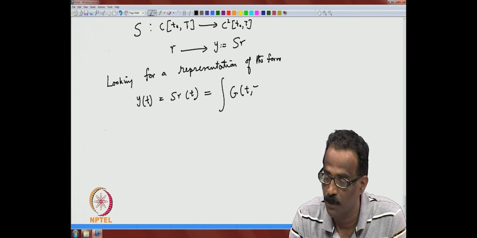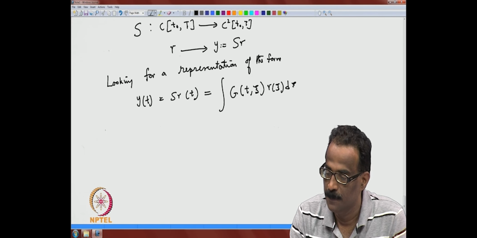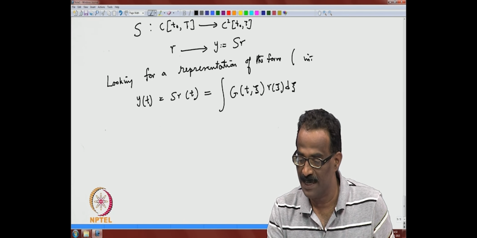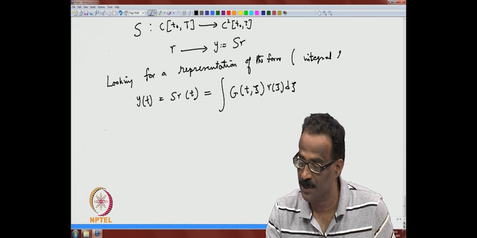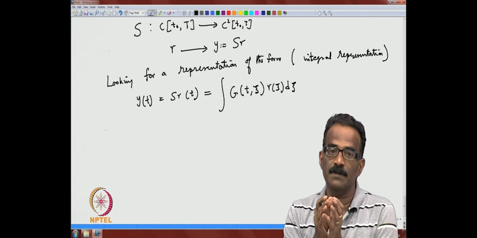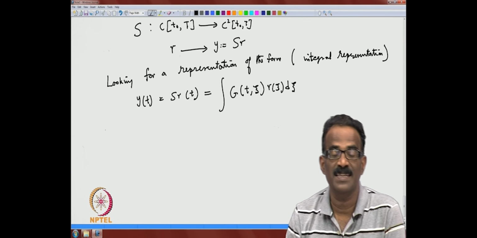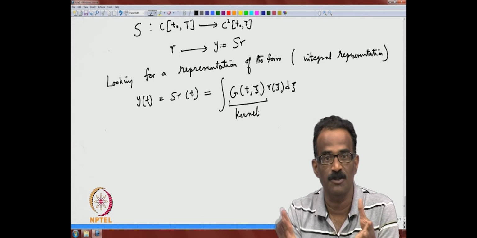G of t, psi, R of psi d psi. So, can I get a representation in the integral form? It is slightly more general; you cannot have an easy integral representation. If you realize, one of the classical theories is finding solutions to integral operators where a certain kernel is given. So, given a kernel, we can call it a kernel. In general, we call it here a Green's function.